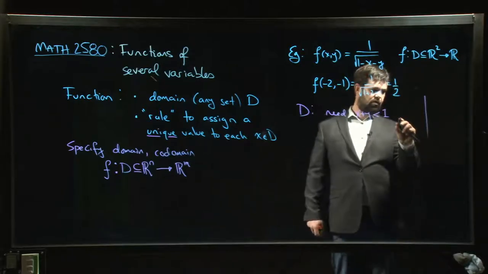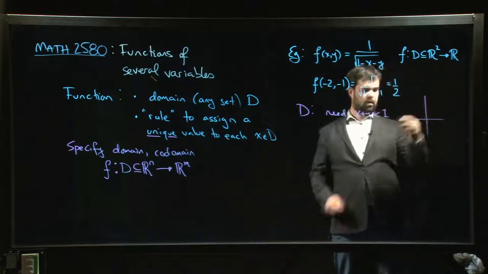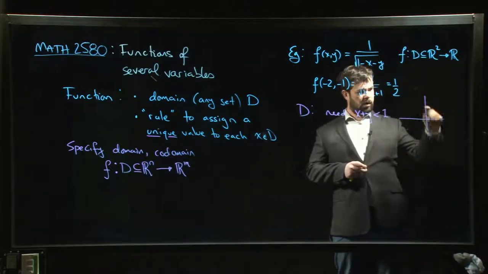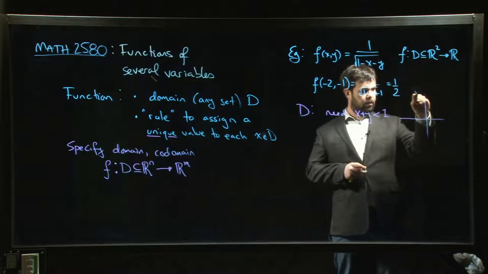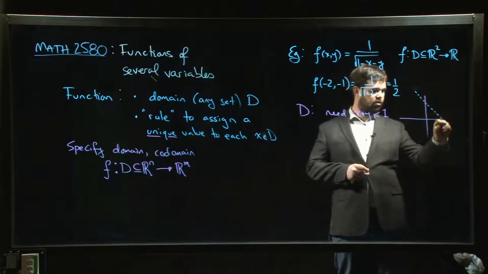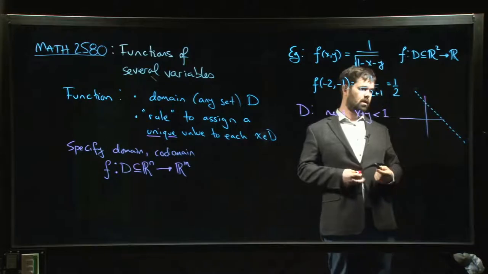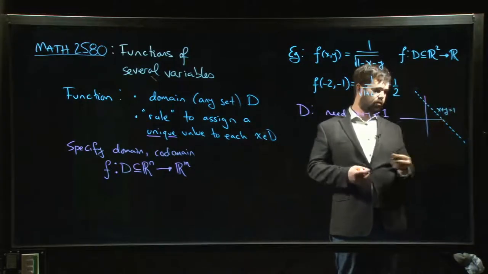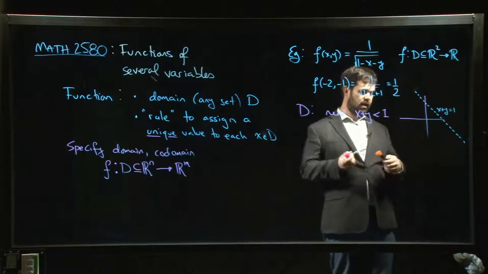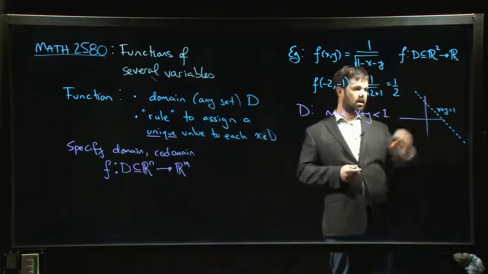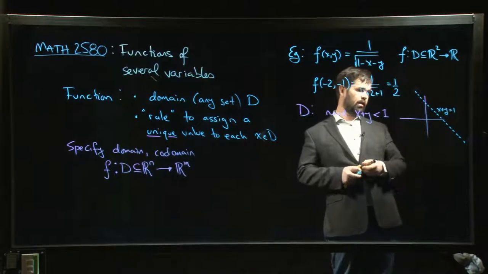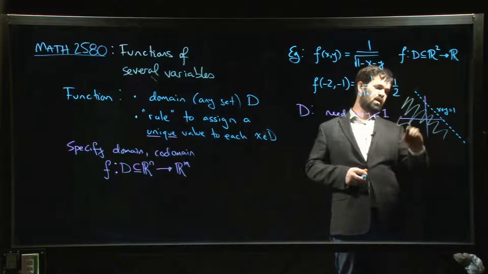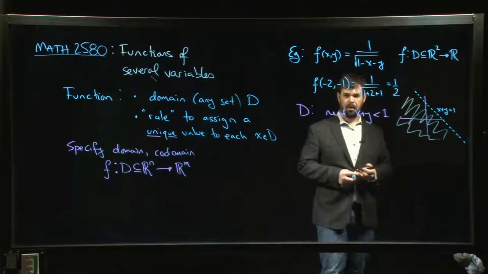So I get a domain that looks something like this. We'll draw the line x plus y equals 1, but we don't include it. If we want to leave a point out of a set, the convention is to just draw a dashed line, okay? So we have that dashed line, x plus y equals 1. And then we want to indicate that we're keeping everything below the line, because we want x plus y to be less than 1. And so you can just shade that region to indicate that, right?